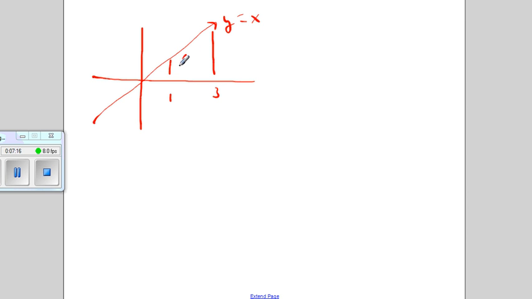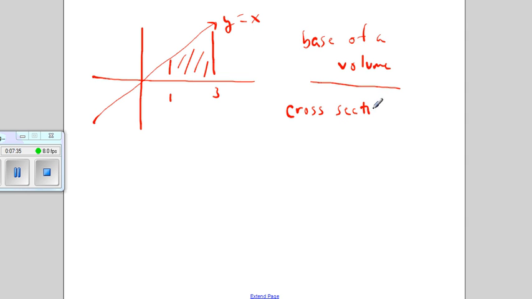And this creates a base of a volume. So this is like we're standing way up on a ceiling looking down. And each cross section creates a square. So what I mean is, let's say that we take a cross section. So remember, this is a 3D shape, and we're looking down on it.